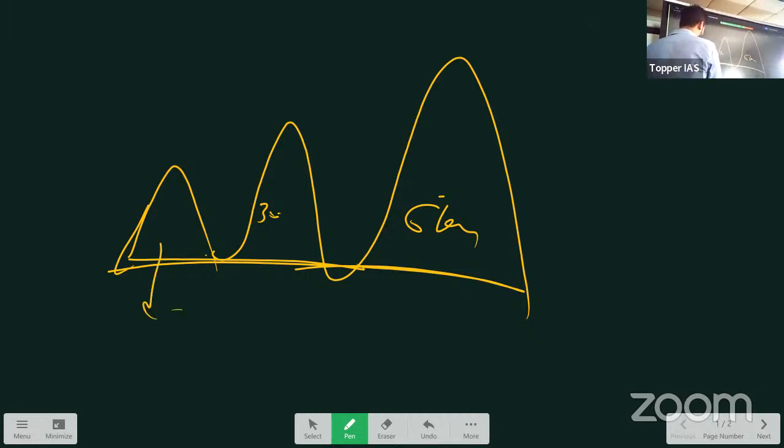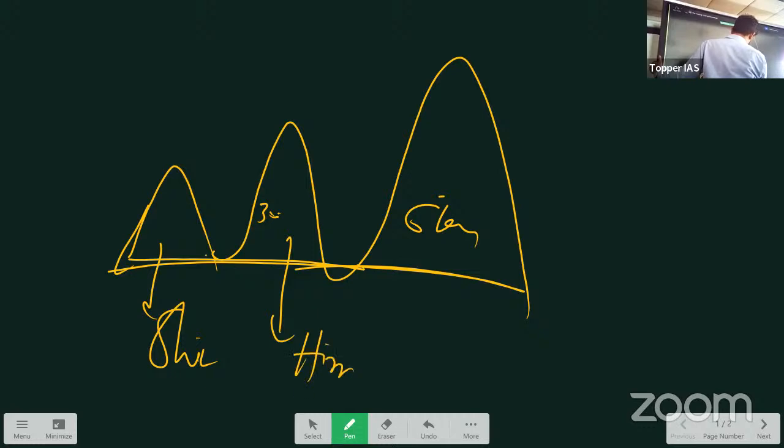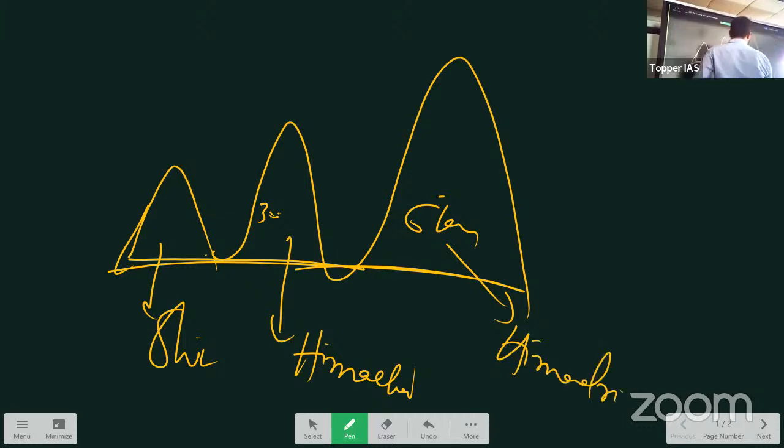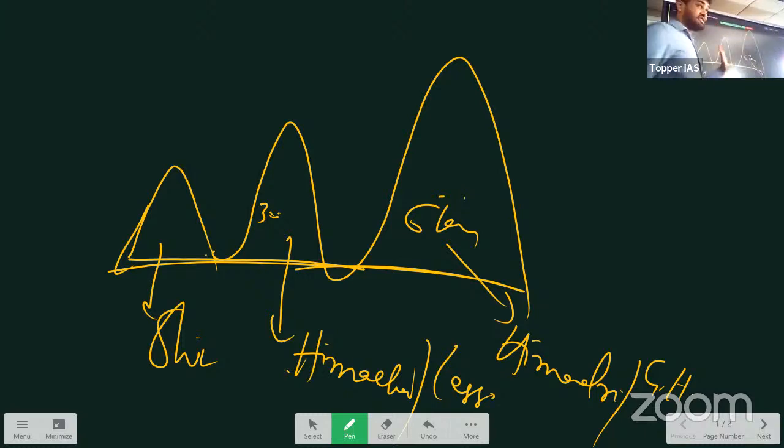They are called Shivaliks. These are called Himachal ranges. And the third range is called Himadri. So they have different names. Himadri is also called Greater Himalayas. Himachal is also called Lesser Himalayas or Middle Himalayas. Lesser Himalayas are not Shivaliks. Lesser Himalayas means Middle Himalayas. Don't get confused.